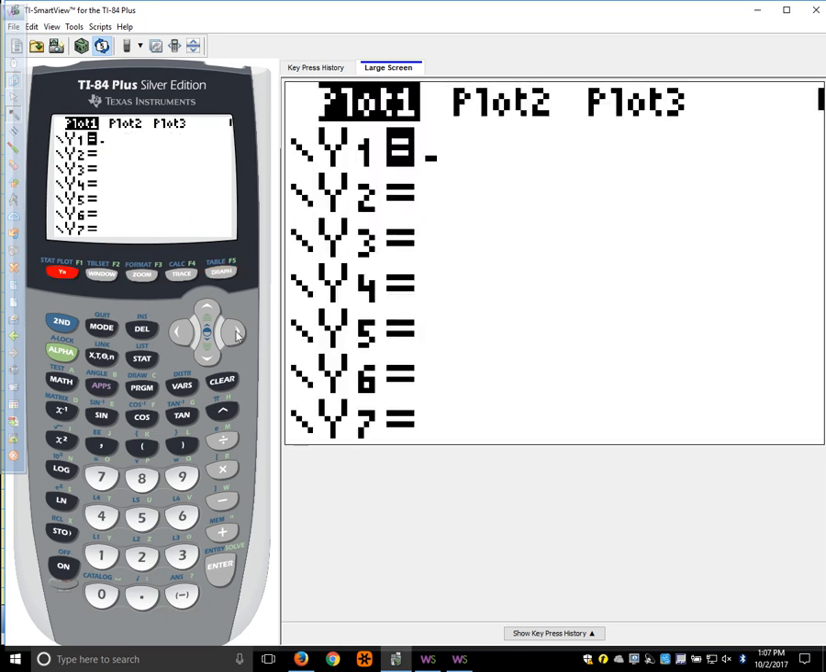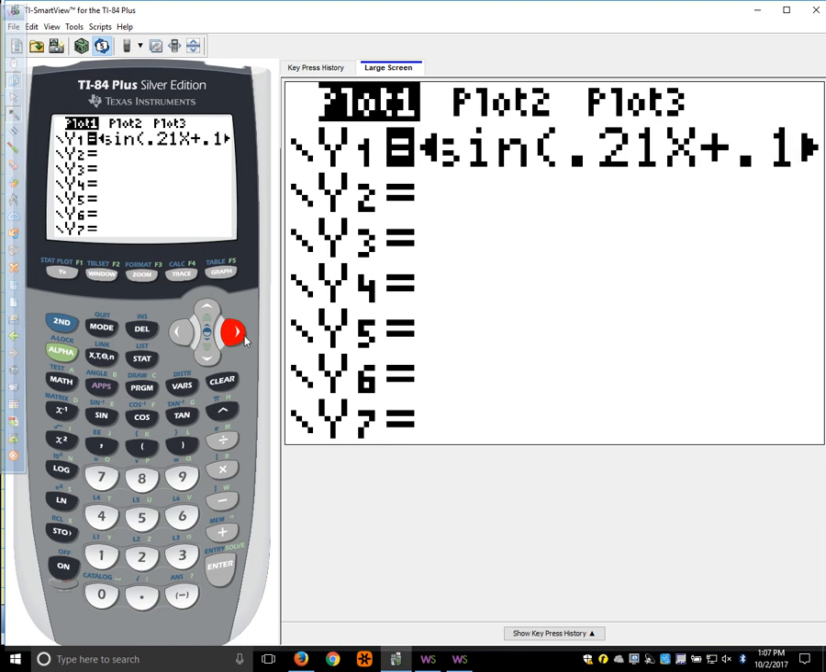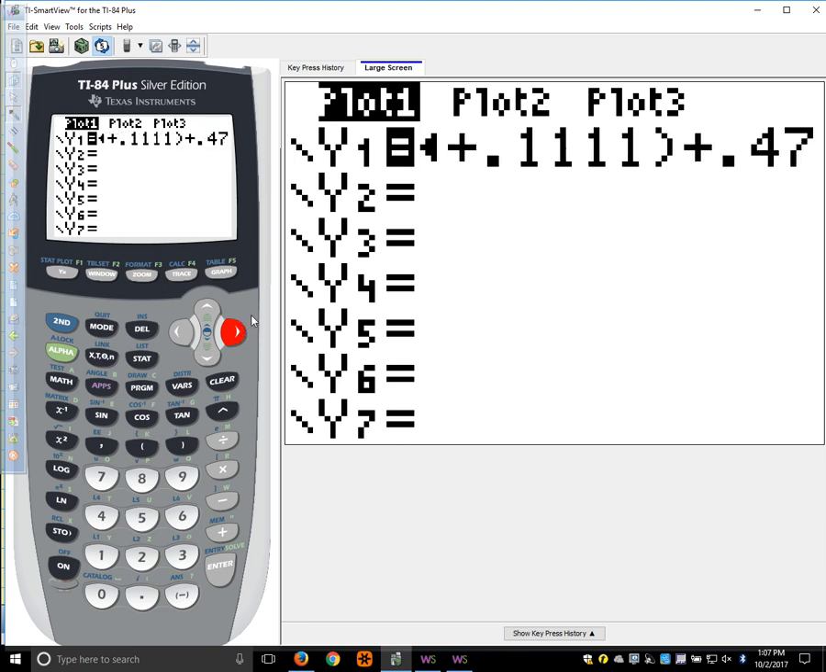So 0.49 sine 0.21 x plus 0.11. I accidentally entered a couple of extra ones. Plus 0.47. Yeah, make sure you're in radian mode when you're graphing trig stuff.